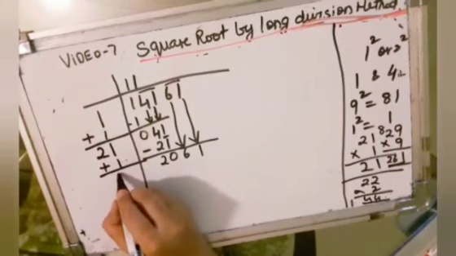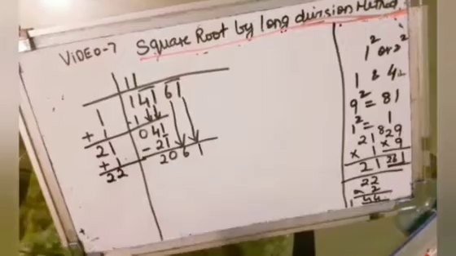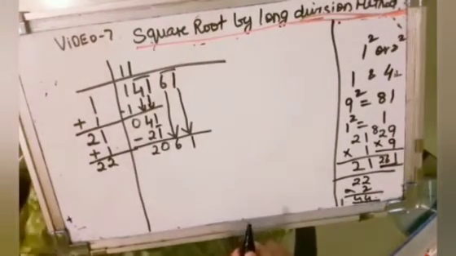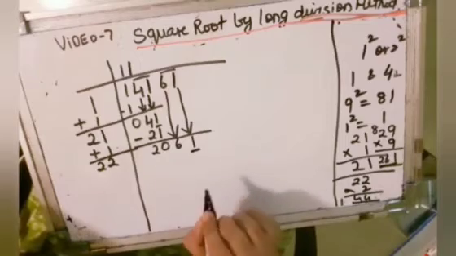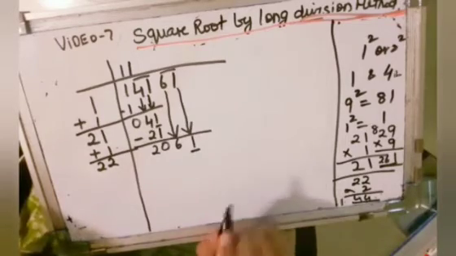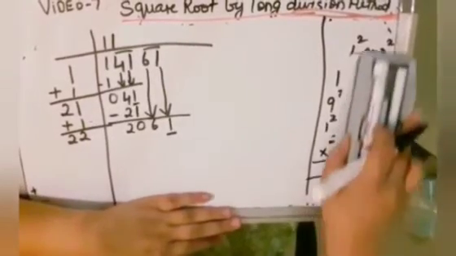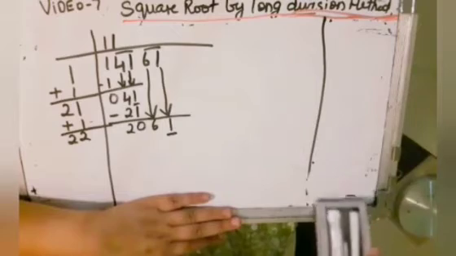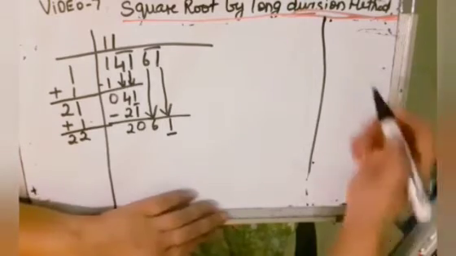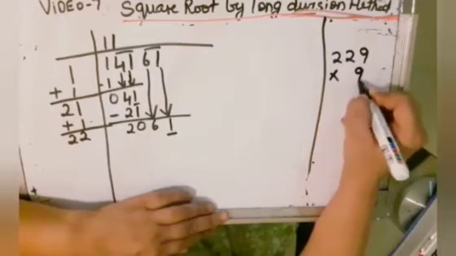So 1 plus 1 will give you 2 and this 2 will come down, so 22. Now 22 and this is 1. So it is obvious that either you go for 2 to 1 or you go for 2 to 9. As it is a bigger number, I think we should go for 2 to 9, because 9 square is 81. So last digit is 1. So we go for 2 to 9 into 9.